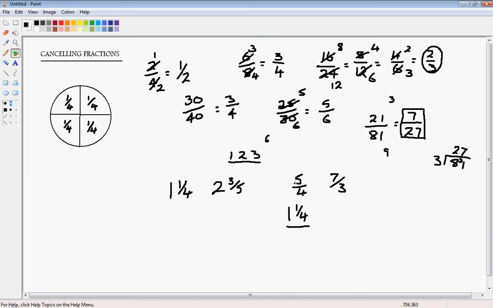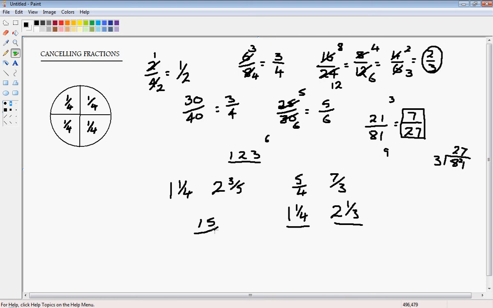Now the quick way is just to divide the bottom number into the top. So 4 goes into 5 once, that tells me how many whole ones we have, and I'll have 1 left over, so I'll have 1 quarter left over. So if I have 7 over 3, 3 goes into 7 2 times, so we have 2 whole ones, and we have 1 left over, so we have 1 of these thirds left over. Okay, it's as easy as that.